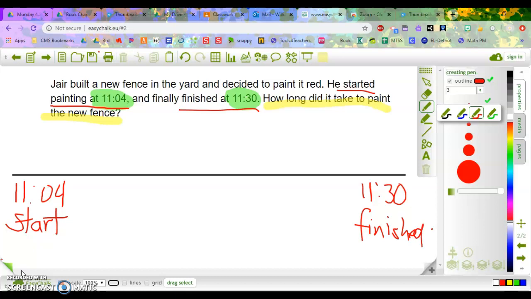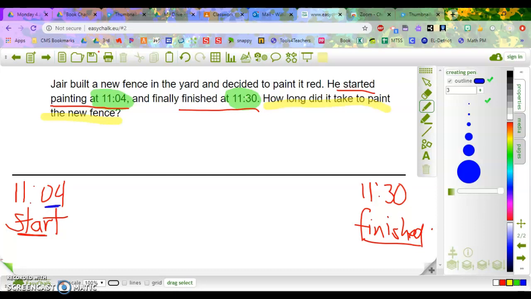So remember, in our last problem, we said that they're going to give us two pieces of information, and we have to figure out that second or that third piece. So here, the two pieces of information they gave me was my start time and my finish time. My question says, well, how long did it take? So my focus is trying to figure out all of this space in between. What type of jumps can we make to get from this 11:04 to get to this 11:30? Because that's going to tell me how many minutes he worked on actually painting the fence.